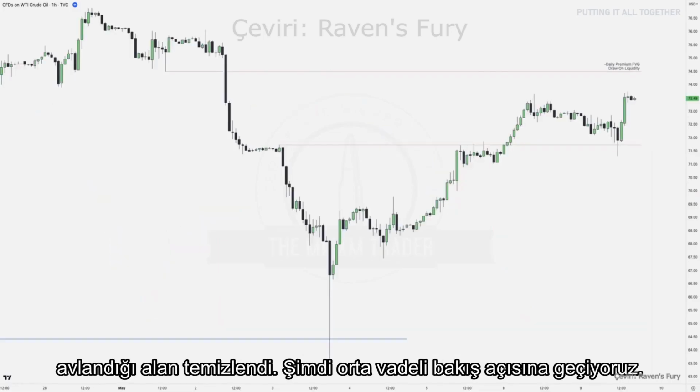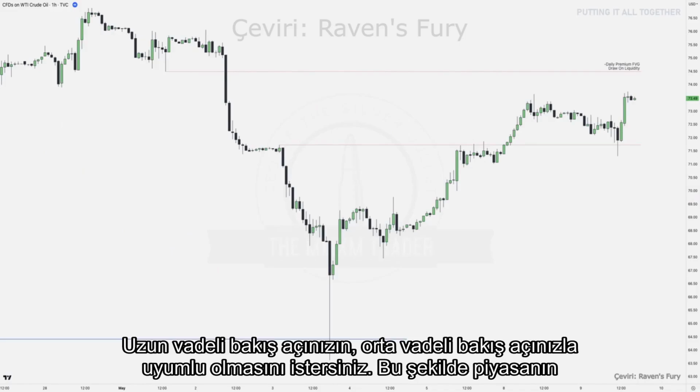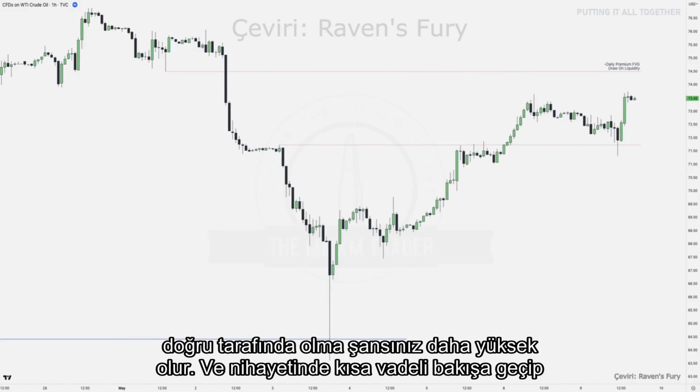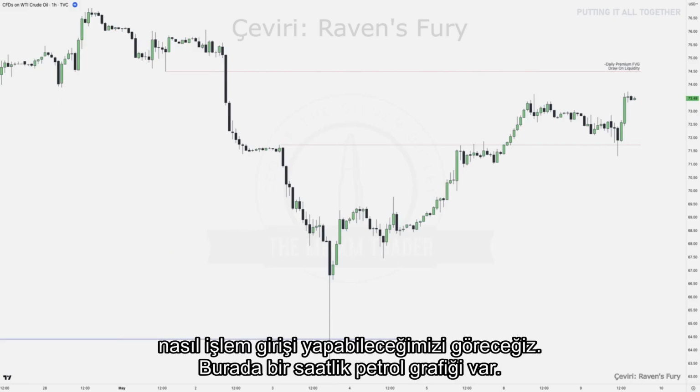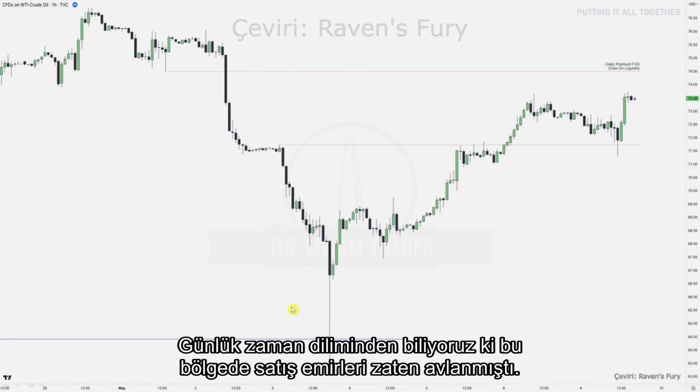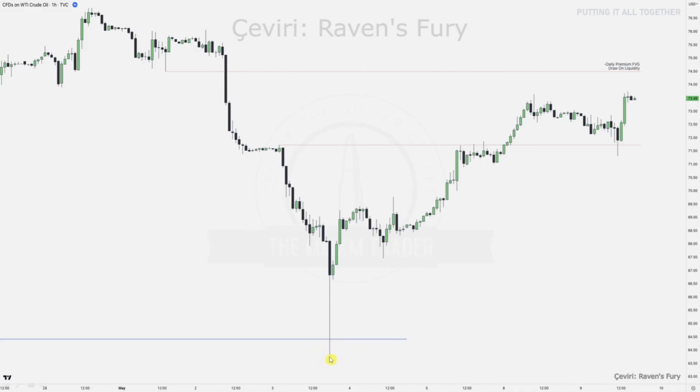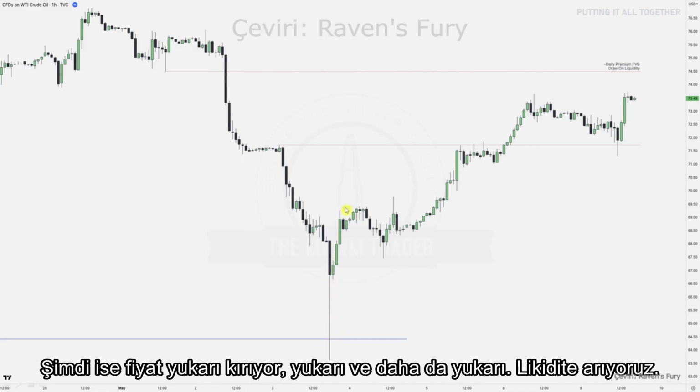So now we're going to dive into that intermediate term perspective, right? You want to have your long-term perspective in line with that intermediate term perspective, so you have a higher chance of being on the right side of the market, and eventually we go into short-term perspective to see how we can enter on a trade, right? So over here we've got that 1 hour chart for oil. We know from the daily time frame we already ran those sell stops right down here. Now we're breaking back up and up.